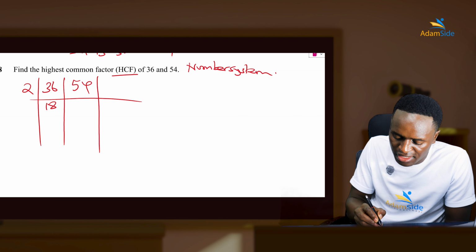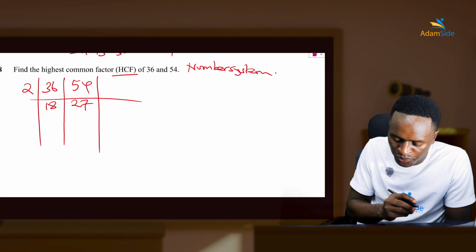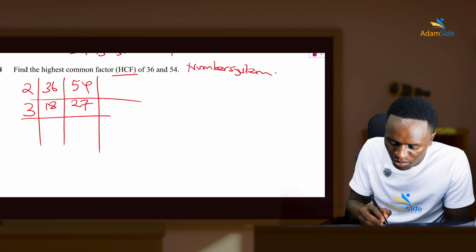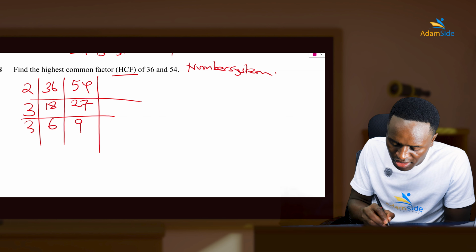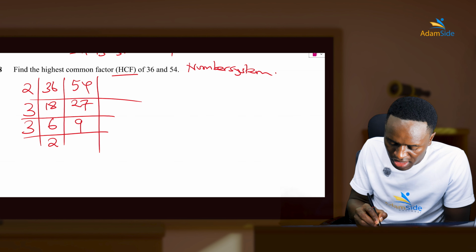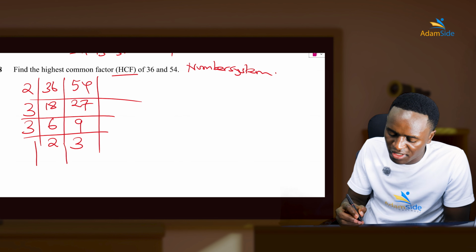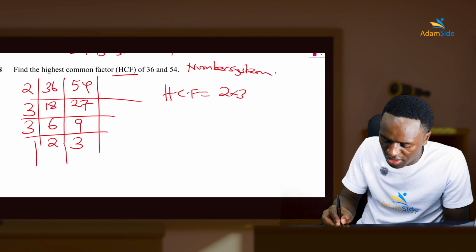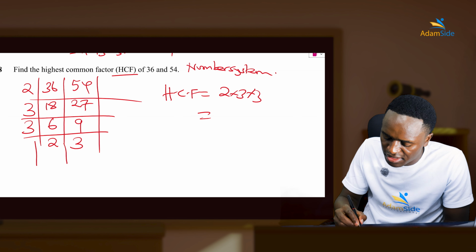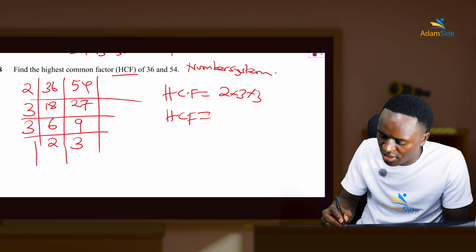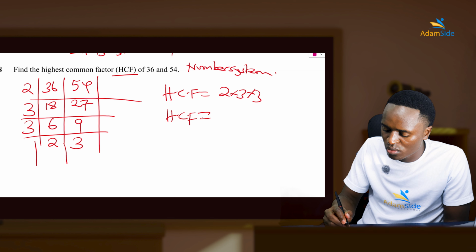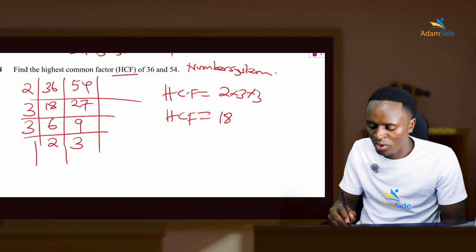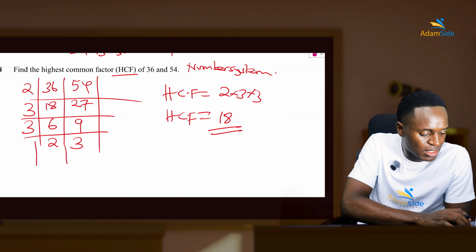2 divides there, 18. 2 here, 27. And then 3 divides both of them, 6. 3 here, 9. Then 3 here again divides 2. Then here 3. There's no number that divides both of them. Then you say HCF is equal to 2 times 3 times 3. So we're using factors. HCF is 9 times 2, it's 18. Correct. So 18 is the answer.